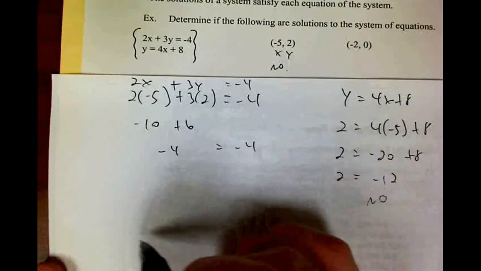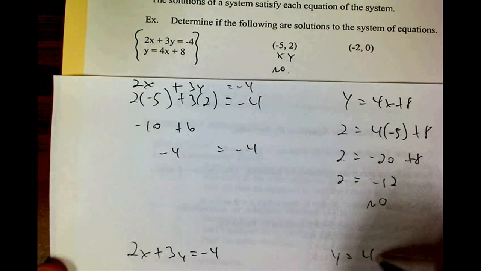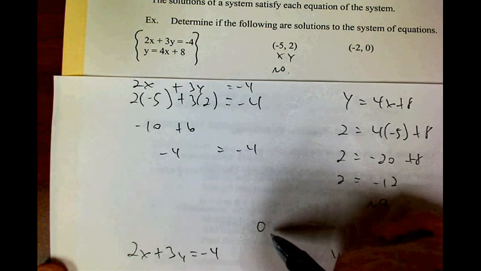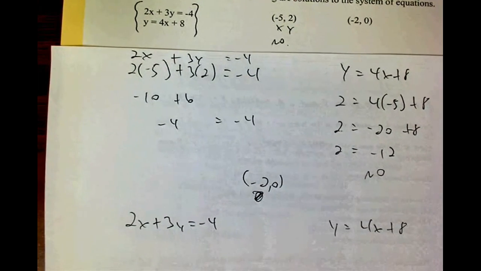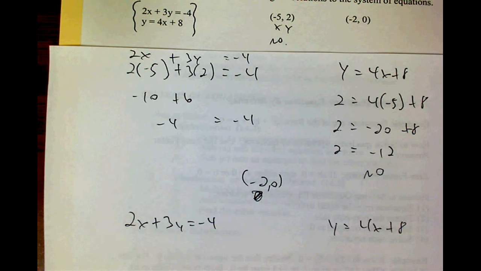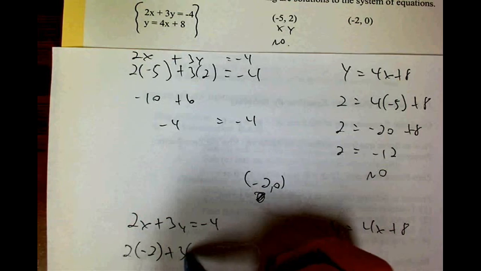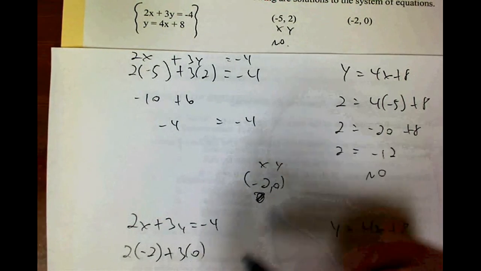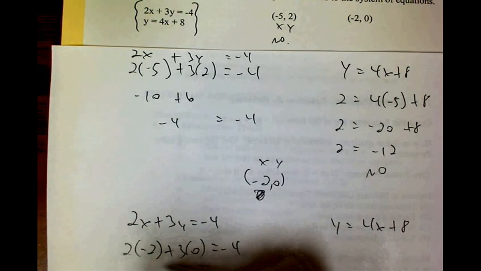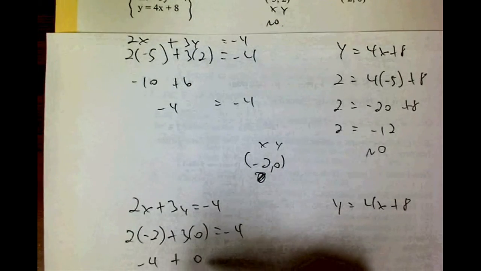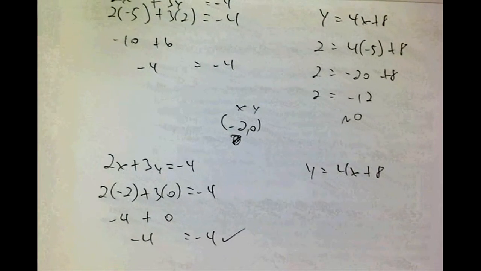Let's see if it is. So let's test it into both equations. I'm going to go ahead and write those down. We're now doing -2 comma 0. Let's substitute -2 comma 0 into both equations and see if a true statement is yielded for both. Remember, x is -2 and y is 0. That's why I'm putting the numbers where I am. 2 times -2 is -4, 3 times 0 is 0, -4 plus 0 is -4, and -4 does equal -4. That's good. That one checked out.